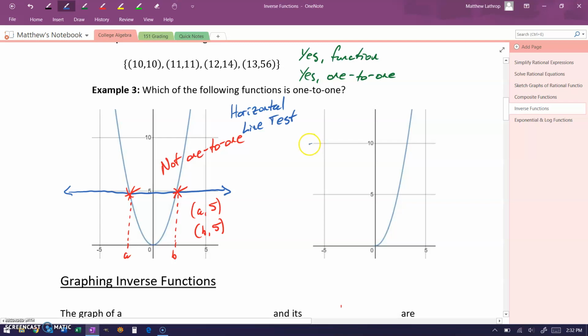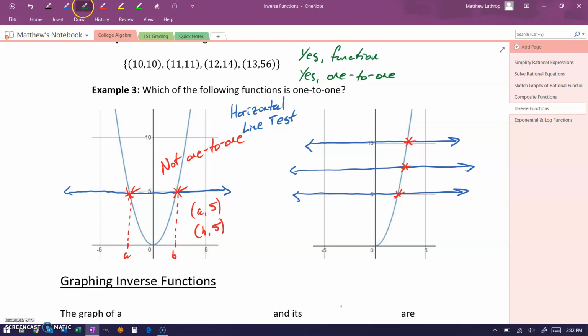With the graph on the right, we can draw horizontal lines wherever we want. And each of those horizontal lines will only intersect the graph of our function at one specific point. So in this case, we would say that this function is, yes, also a one-to-one function.